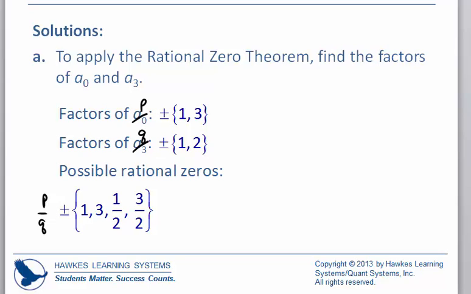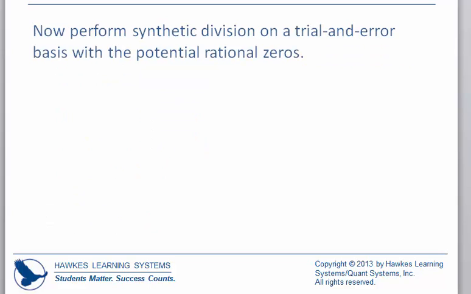Okay? So the book suggests that we try the positive 1 first, so we're going to go ahead and do that. If you are using your calculator, you should be able to see that the graph appears to cross the x-axis at 1, so 1 would be a good thing to check. So we're going to check x is equal to 1. We're going to put the 1 outside on our synthetic division.